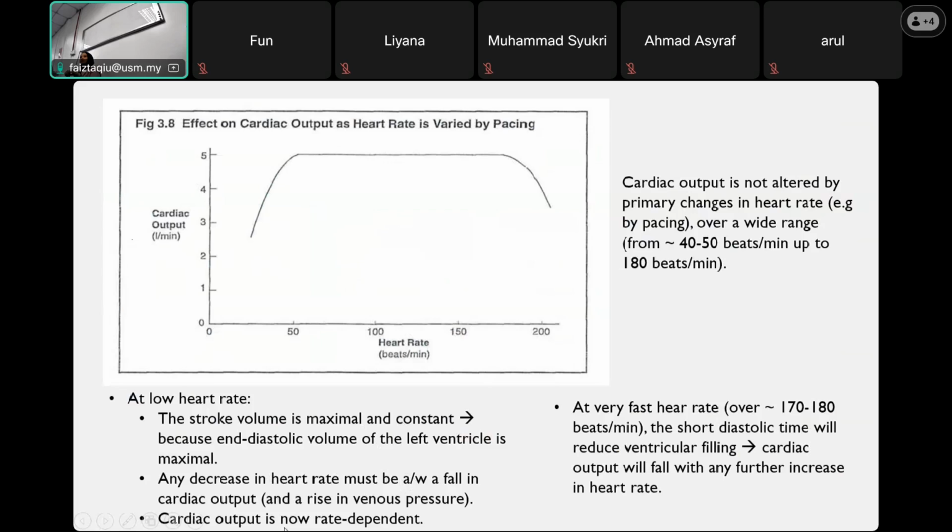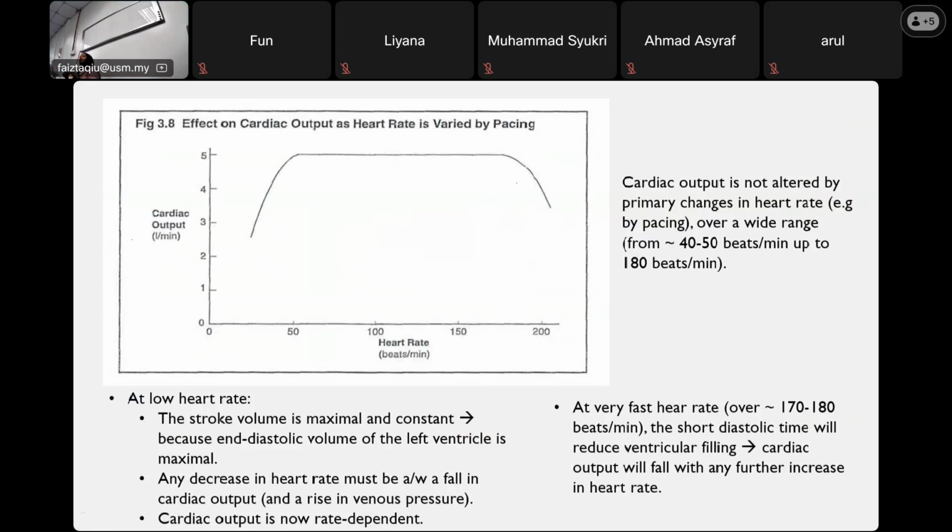So the cardiac output is now rate dependent. But at a very fast heart rate, more than 180 beats per minute, there's a short diastolic filling time, which reduces the ventricular filling, and the cardiac output will also drop when there is an increase of the heart rate.